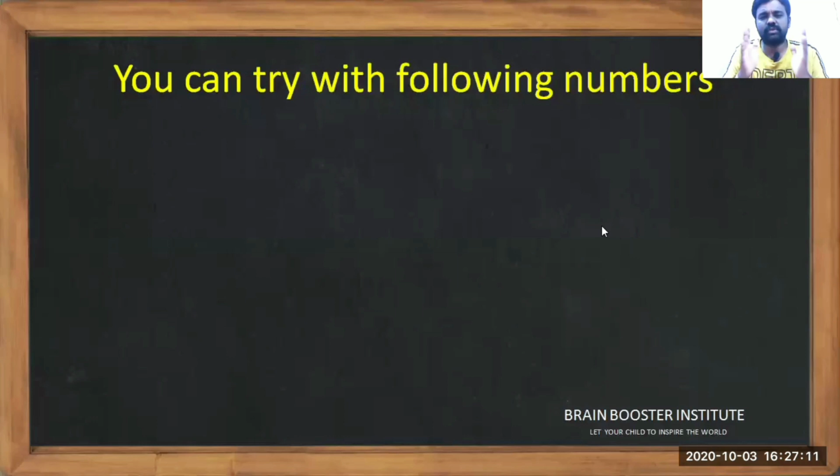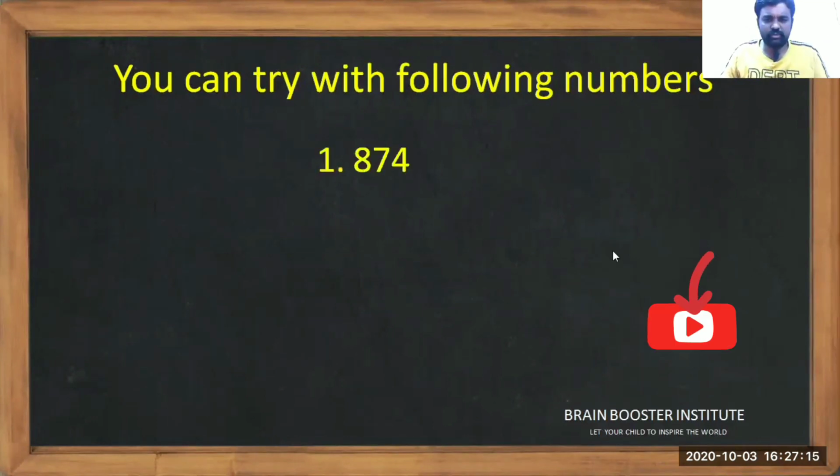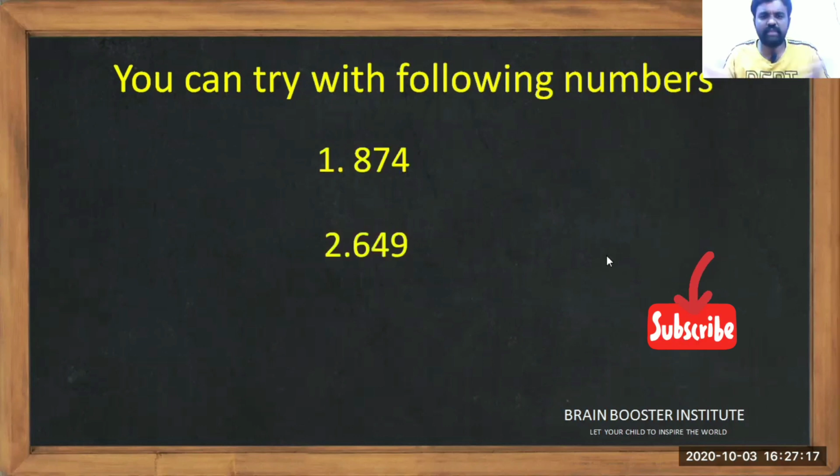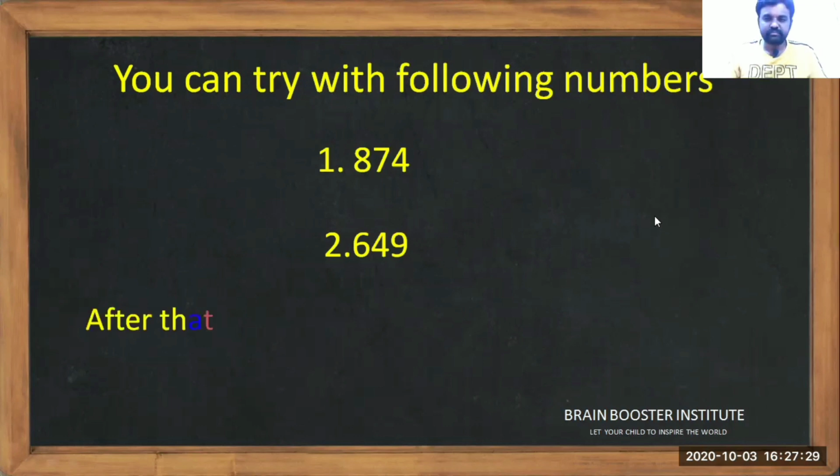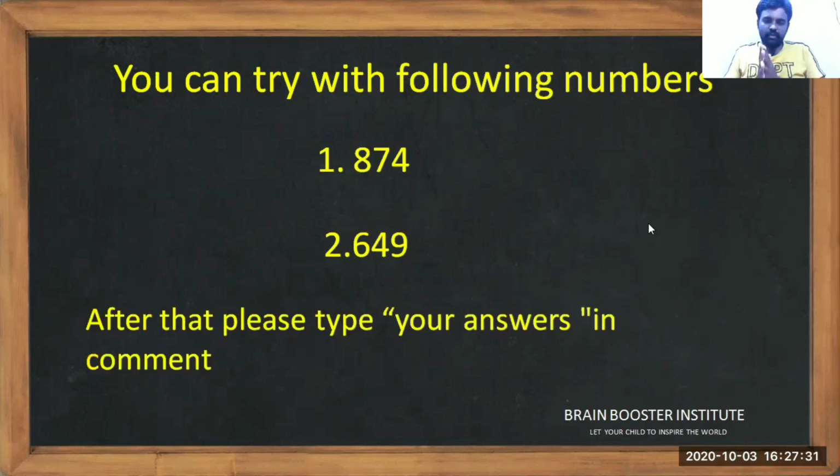So you can also try with the following numbers. I'm going to give you two numbers here, 874 and 649. By using these two numbers, follow those 5 steps, and surely you will get 1089. Got the point?